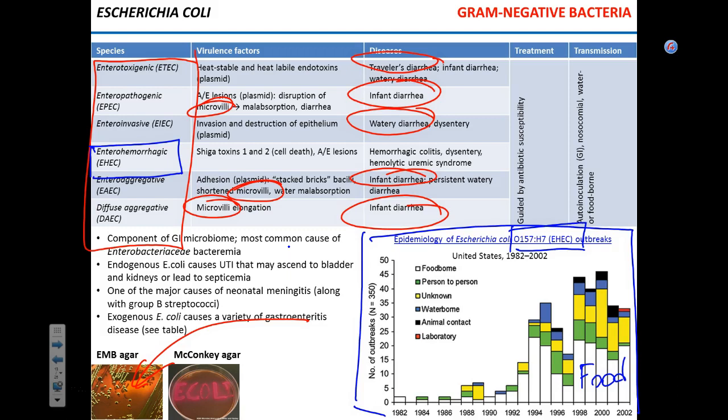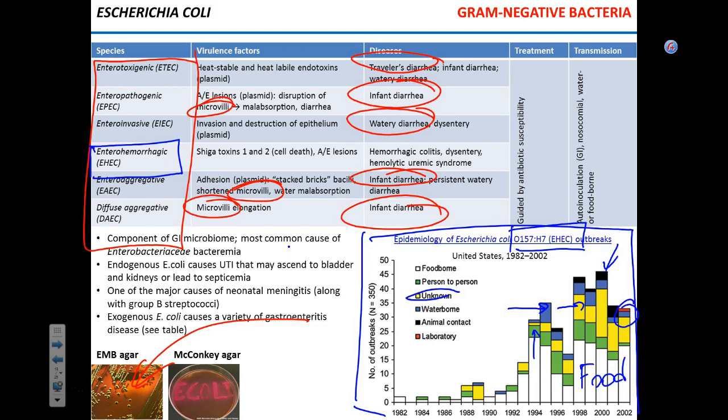It can also be transmitted person to person, fecal-oral. Unknown route. Waterborne. Contact with animals, and I really want to check what that laboratory transmission in 2002 was. Somebody got a lot of stuff contaminated.